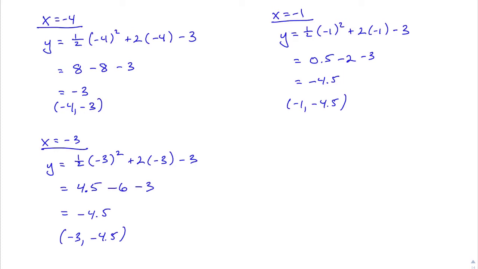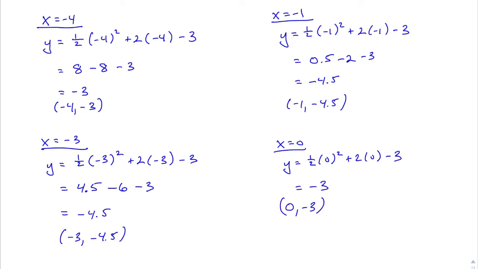And finally, our last x value in the table, x equals 0. Again, we will substitute 0 in for all of the x's, so we'll have y equals 1/2 times 0 squared plus 2 times 0 minus 3. The nice thing about using 0 as an x value is anything times 0 is 0. So 0 squared is 0 times 1/2 is 0. 2 times 0 is 0. Those first two terms are 0, so they basically disappear, and we're left with -3. So we have the ordered pair 0, -3.